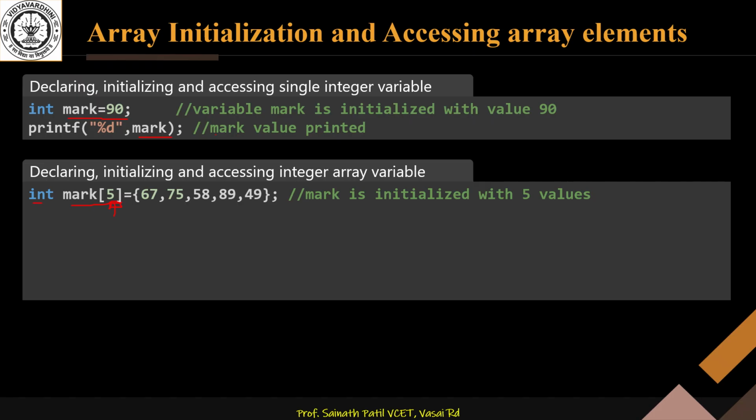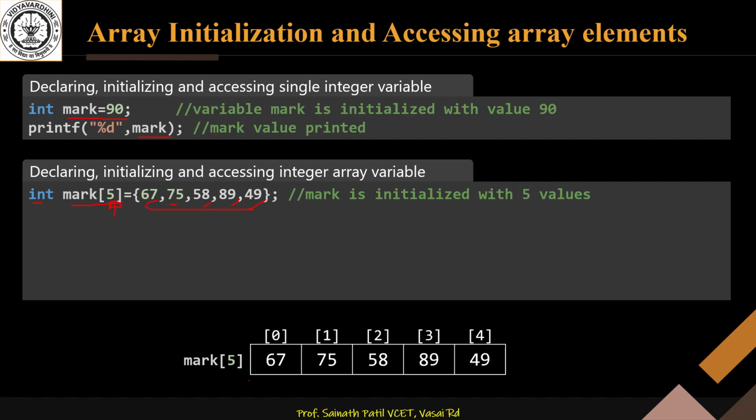Now to assign values, this is called initialization, equal to, in curly brackets 67, 75, 58, 89 and 49. So I want to store these 5 numbers inside the array. That is why I gave size 5. So this is called initialization. That means I initialized or assigned values to the array elements. Now to read these values one by one.